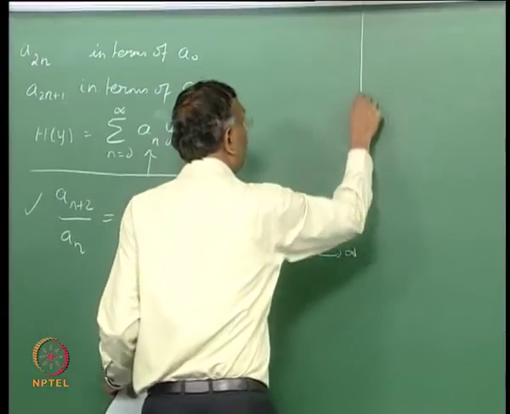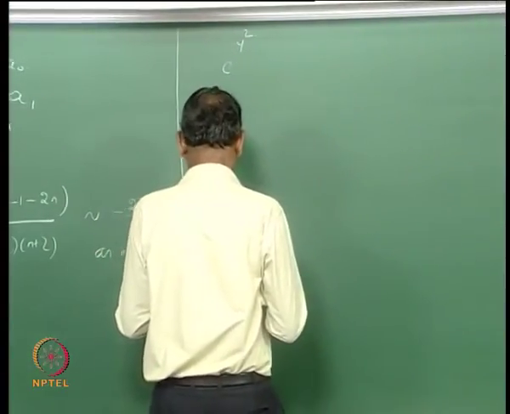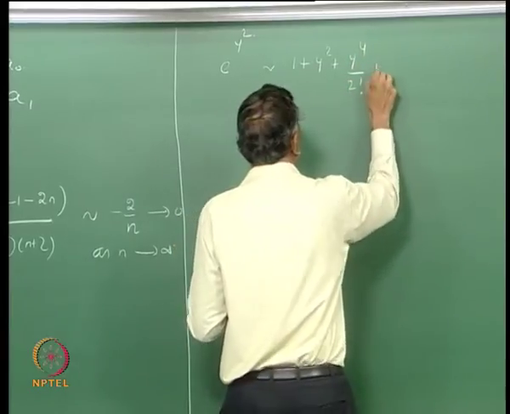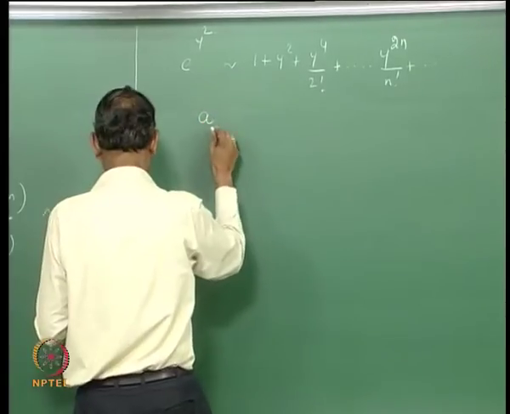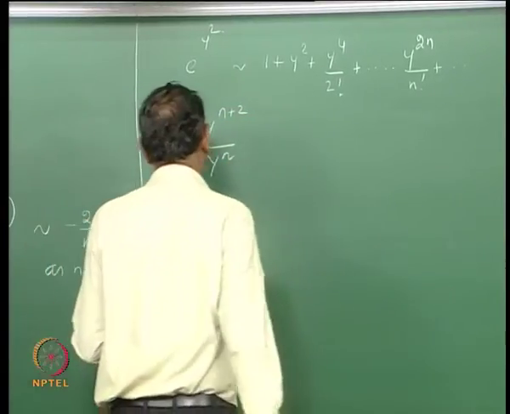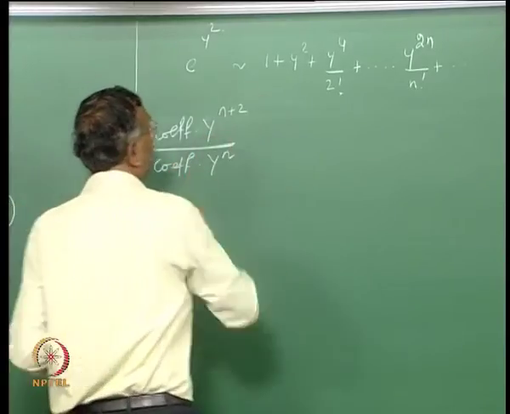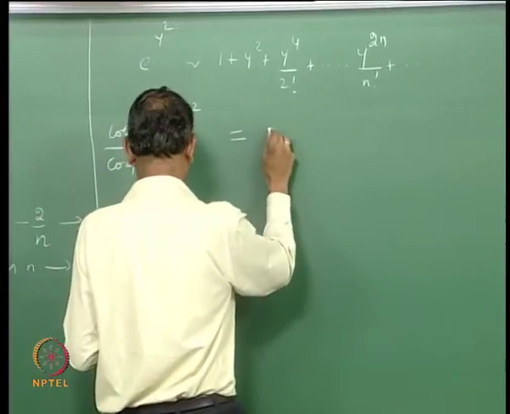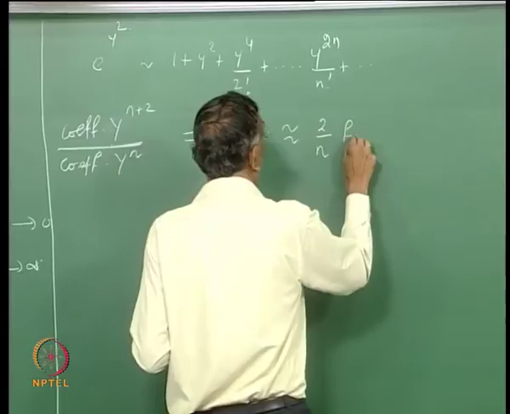if you look at e to the y square, for example, which we can write as 1 plus y squared plus y to the 4 by 2 factorial plus etcetera, y to the 2n by n factorial, and so on. And if you look at the coefficients, y to the n plus 2 and y to the n, if you take the ratio of the coefficients multiplying the term y to the n plus 2 and the term y to the n, that also is 1 by (n by 2 plus 1), which goes as 2 by n for n going to infinity.